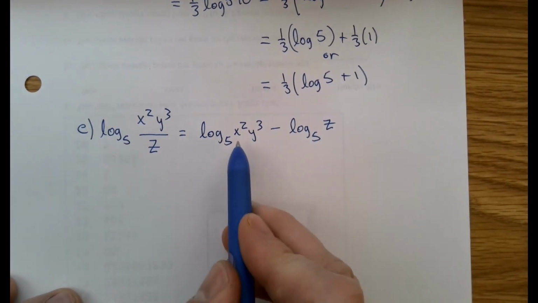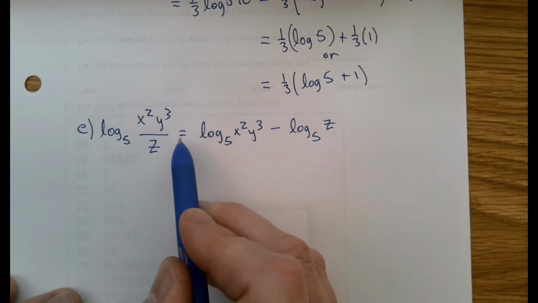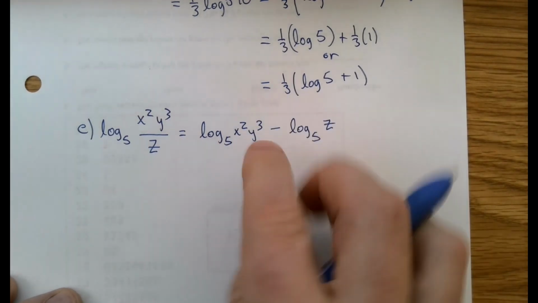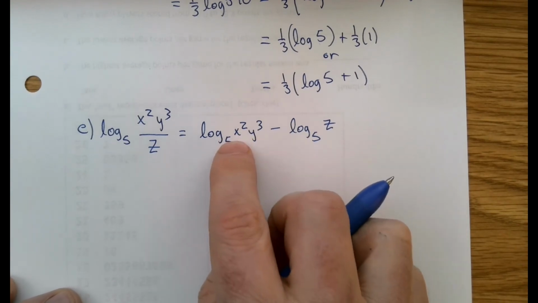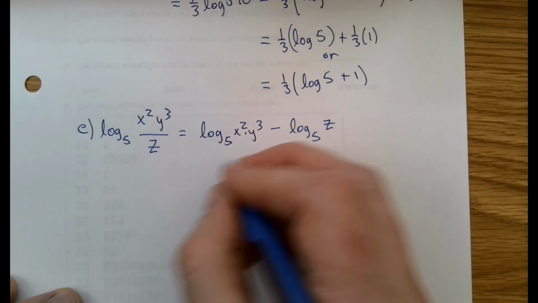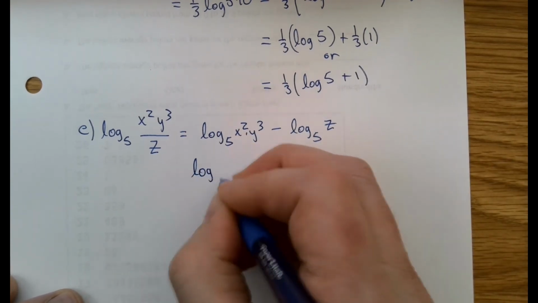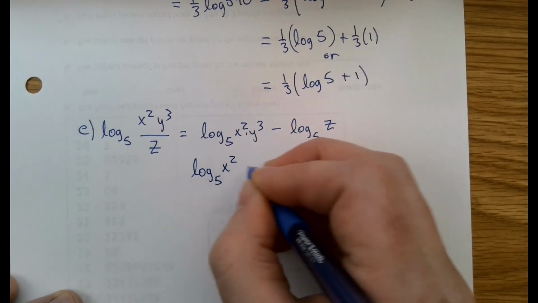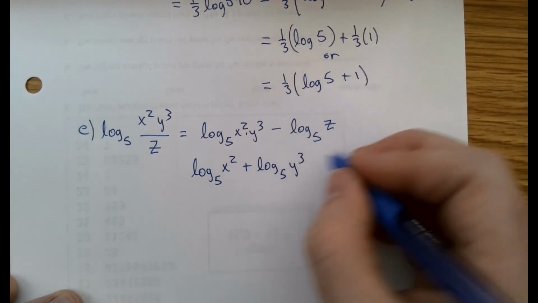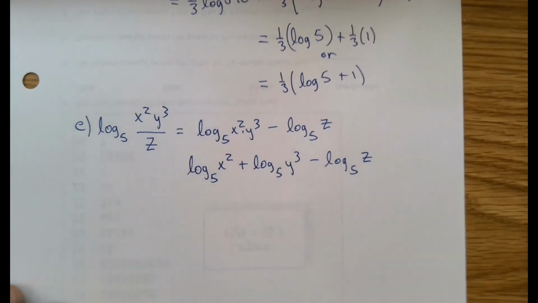All right, and then we have to be careful here. I can't put a 2 outside and a 3 outside of this because this isn't a base raised to a power. It's two different bases, each raised to different powers. So we can apply the product rule because this is x squared times y cubed. We could rewrite this as log base 5 of x squared plus log base 5 of y cubed. Don't forget this part we already wrote down. Nothing else we can do with that subtraction part.